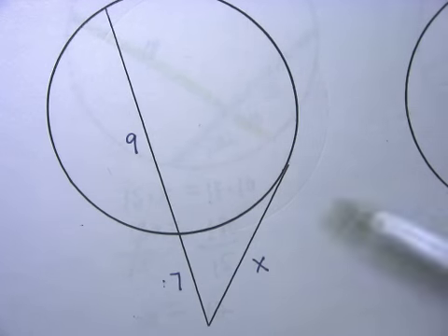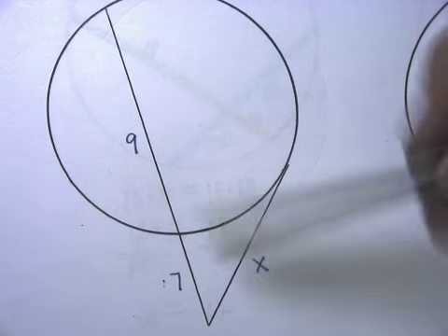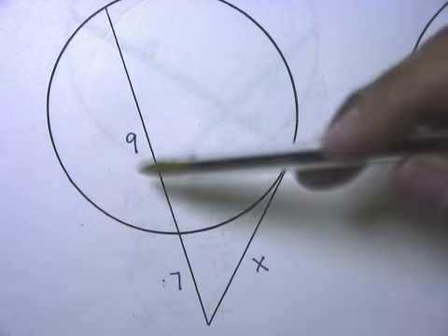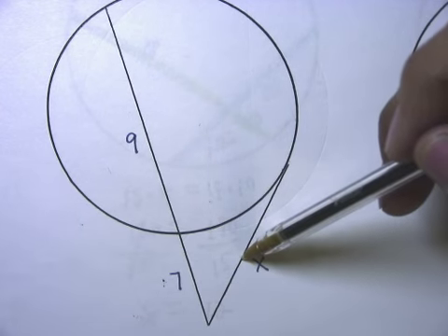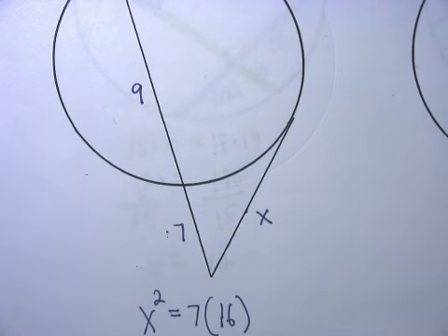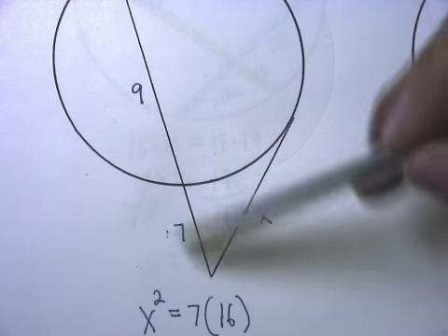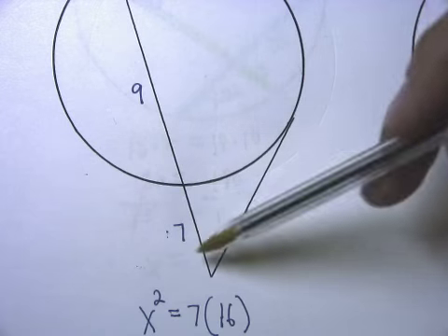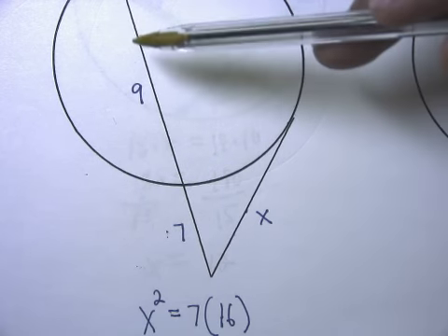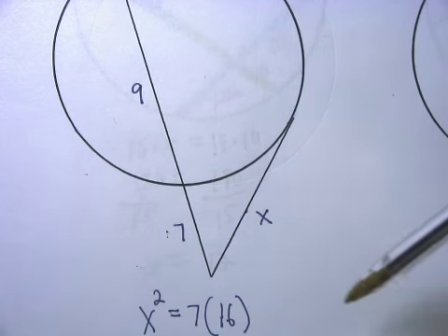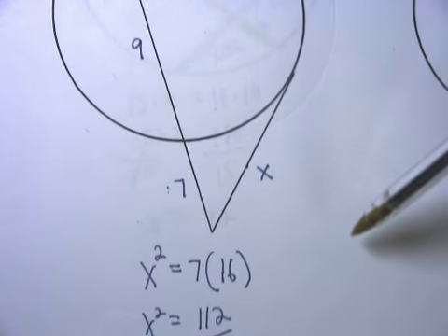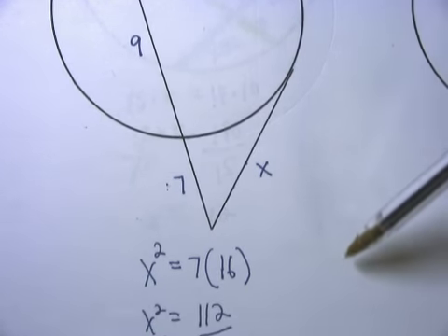Let's take a look at another example. Again, here I have a tangent line x. I have a secant line, which we know how to treat already. So since I don't have anything to multiply my tangent line with, I'm going to square it. So I'm going to have x squared is equal to my outer portion, which is 7, times the entire thing, which is 7 plus 9. 7 plus 9 is 16. So it's 7 times the entire thing, which is 16. So that's going to give me x squared is equal to 112. When I multiply 7 times 16, I get 112.